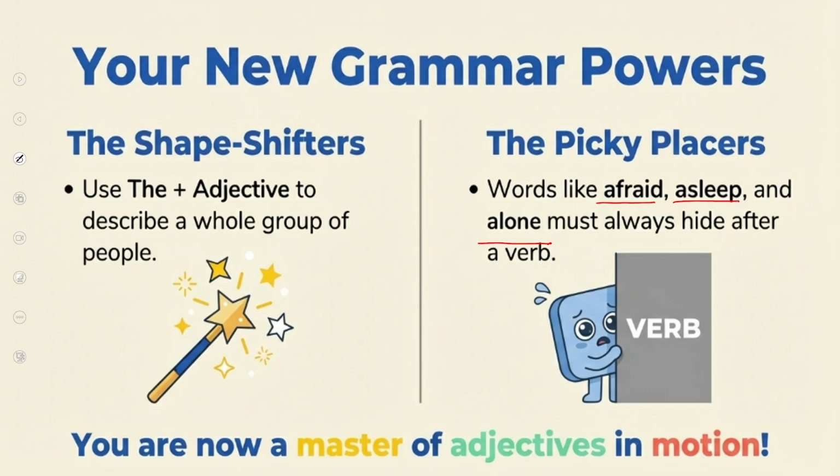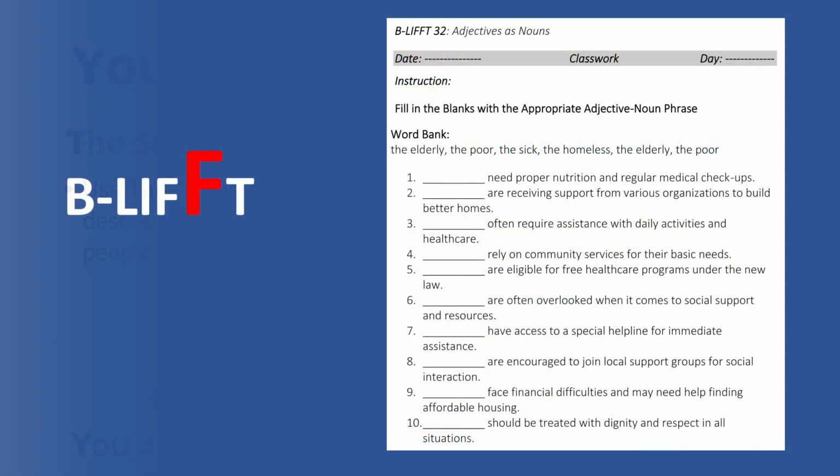They want a verb to hide behind. Always remember that. This is an adjective and they want a verb to hide behind. But some adjectives, when added with the, become a whole group of people. I hope you have understood.